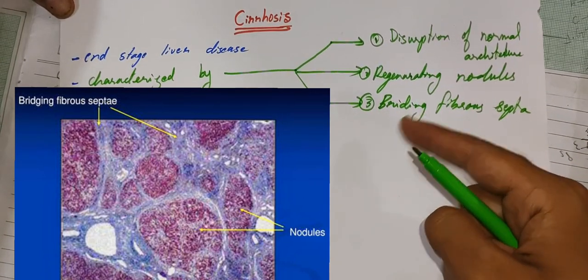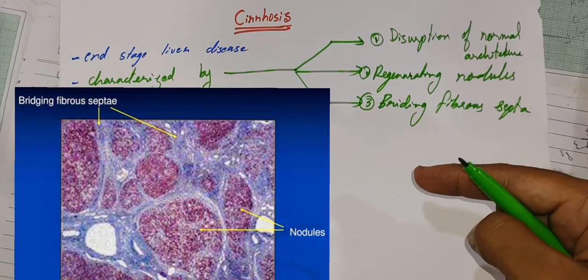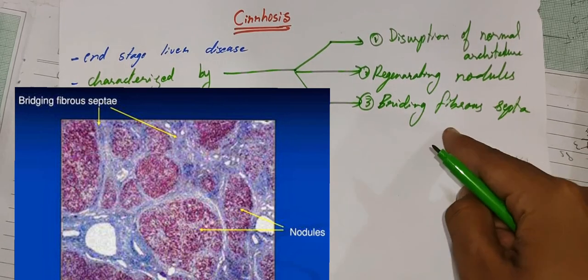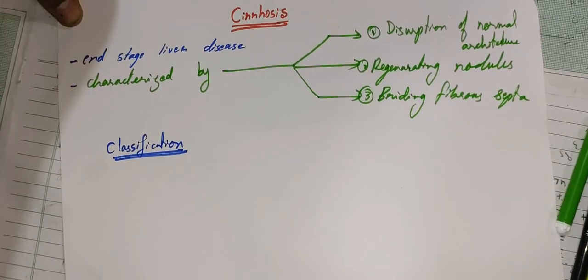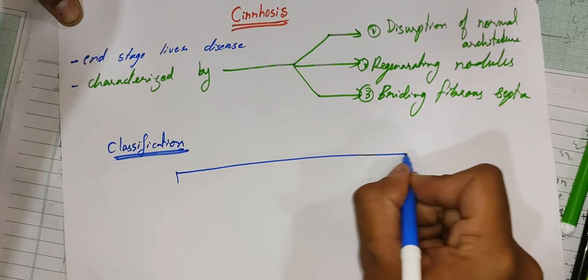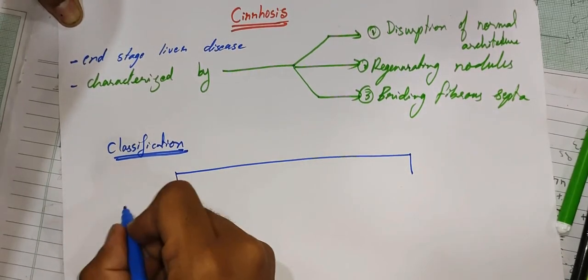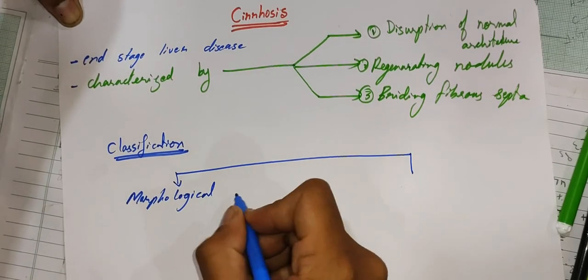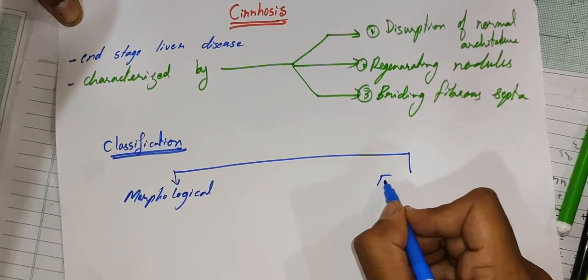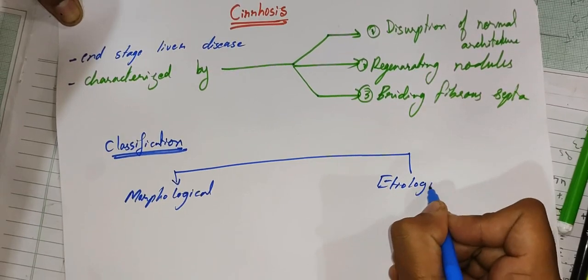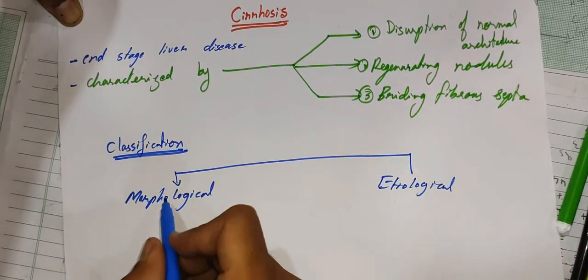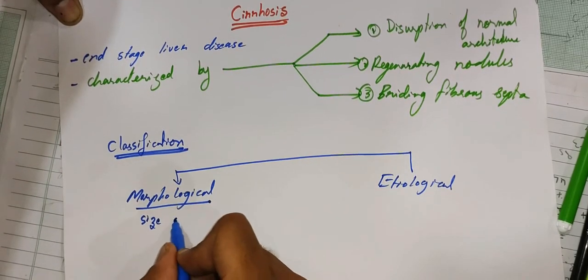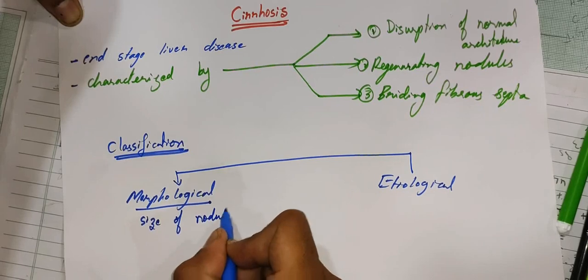That is loss of normal architecture, and you are seeing regenerating nodules, and these nodules are separated by fibrous septa. Classification of cirrhosis is done based on 2 things. One is morphological classification and second is etiological. This morphological classification is done mainly based on the size of nodules.